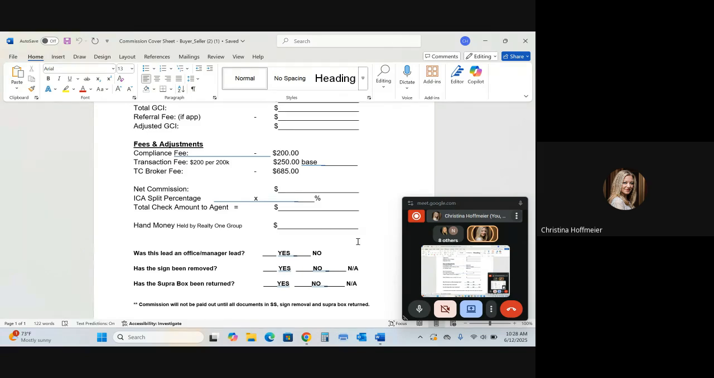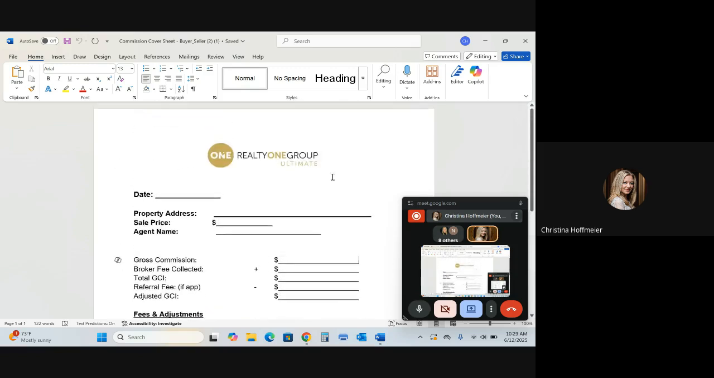Occasionally agents ask us to take it out of their check. So either way, you're going to know. But that does happen from time to time. That situation is way more rare than the other. A lot of times it's just a math issue. All right. Questions on this commission processing?